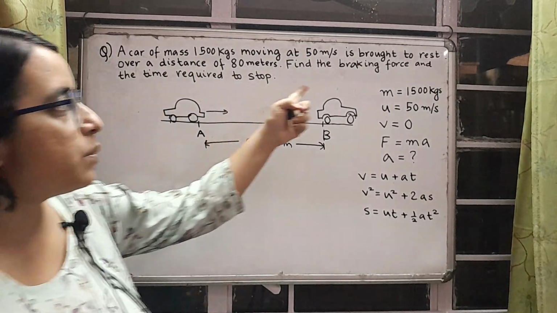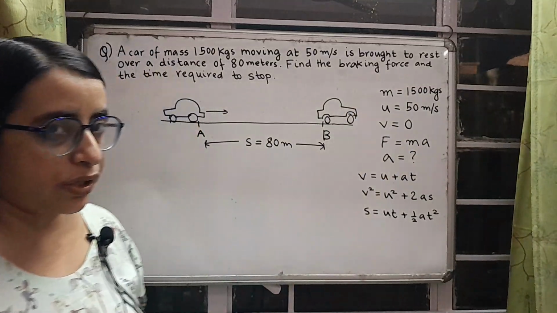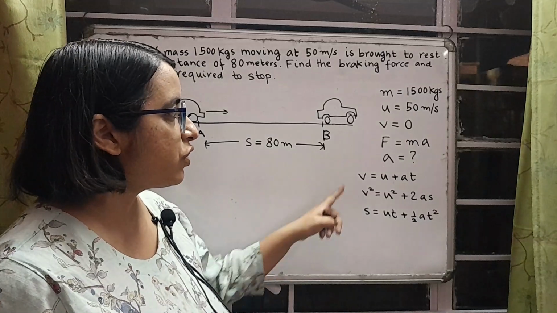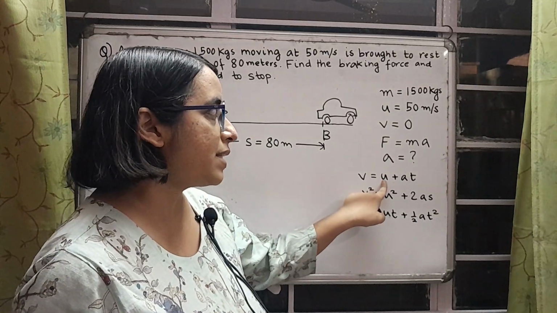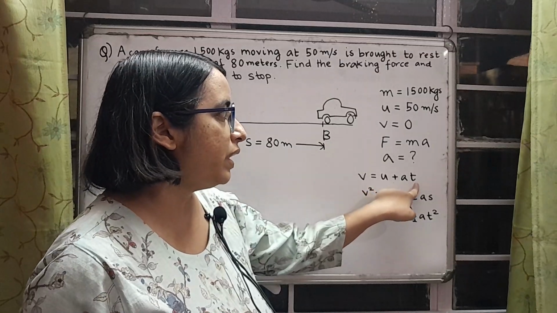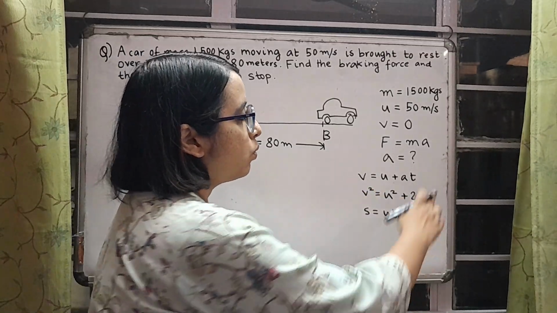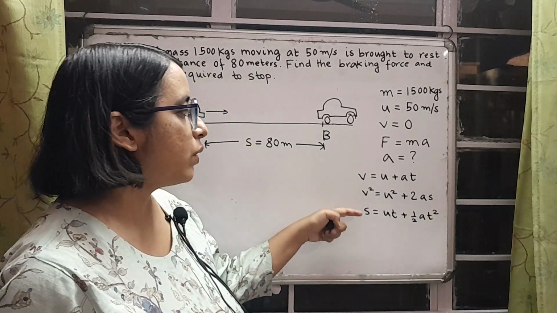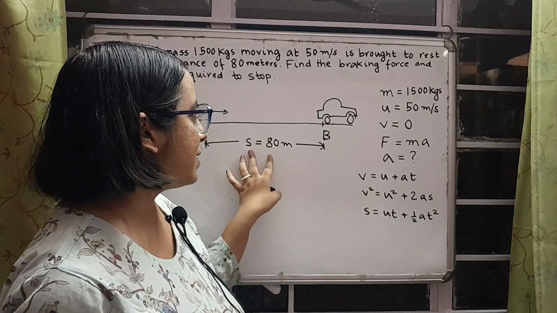Now I have to find the braking force. That force is mass into acceleration. So how do I find the acceleration? Which do I know? Do I know v? Yes, I know v. Do I know u? Yes, I know u. Do I know t? No, I don't know t. So this equation won't work. Now let's look at this equation. Do I know s? s is given.